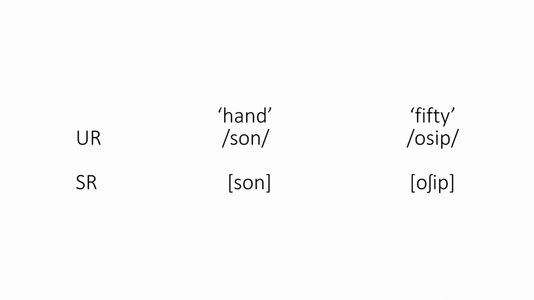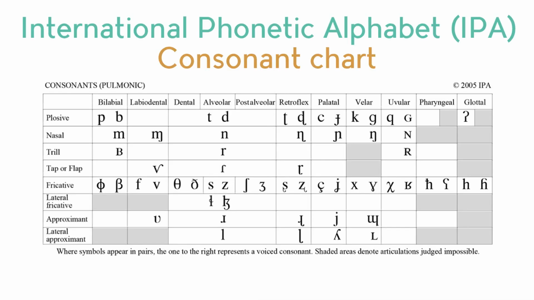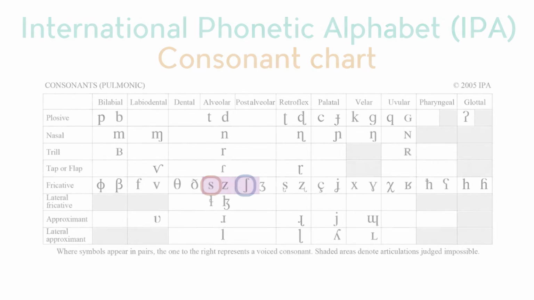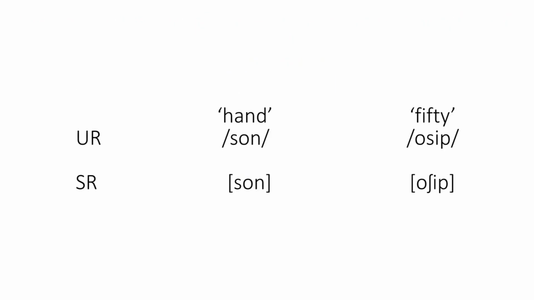There's something happening here. In order to know what happens, you can go back to the chart. You have the sound sa becoming sha. This is the front of the mouth, this is the back. So if sa becomes sha, it is moving towards the palate, and the movement towards the palate is called palatalization. If you look at osip, it is becoming oship. So here it is being palatalized.